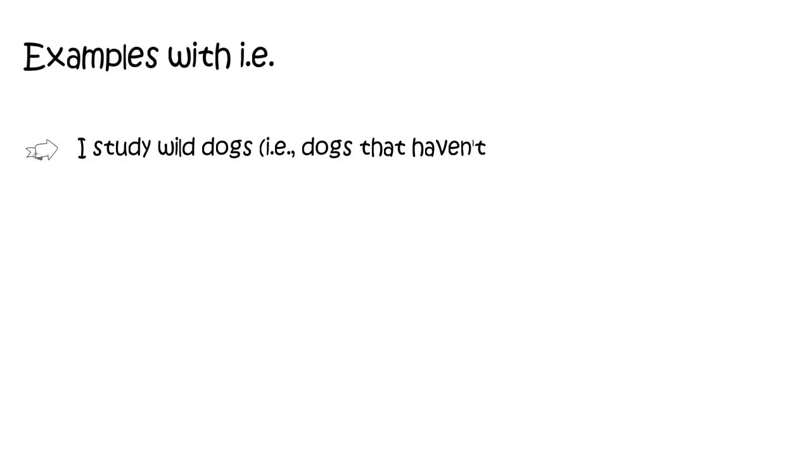I study wild dogs, i.e. dogs that haven't been domesticated. So I'm just restating there what wild dogs means. It's a repeat.